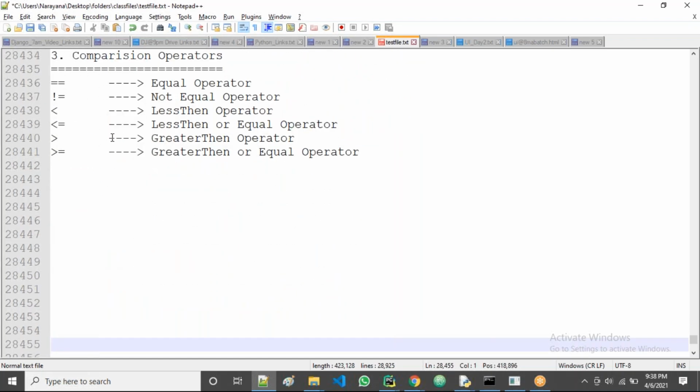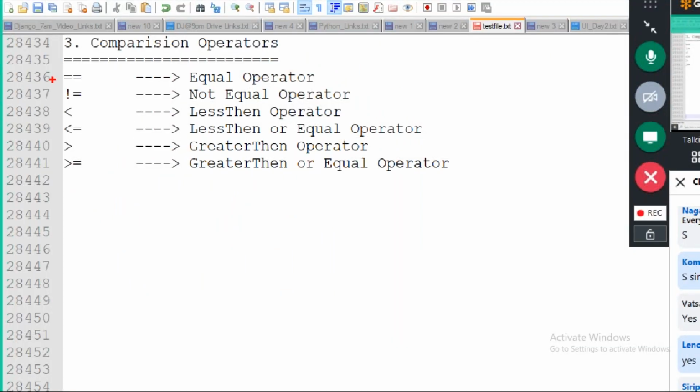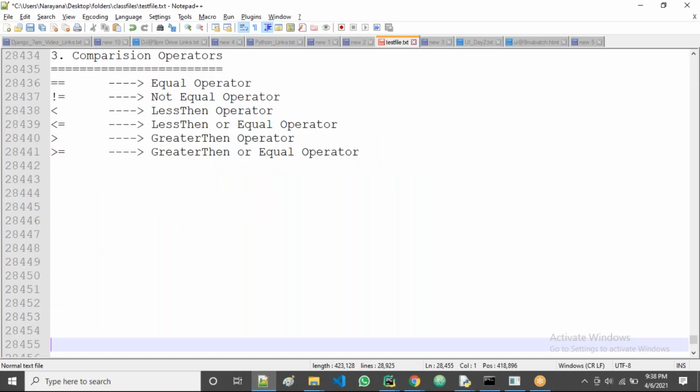The result of these operators is either true or false. The result of these operators may be true or may be false.